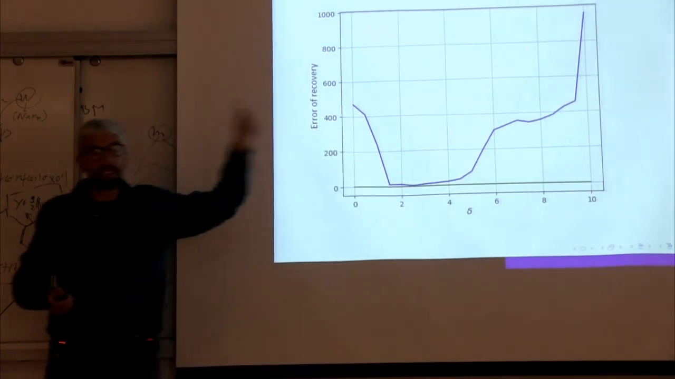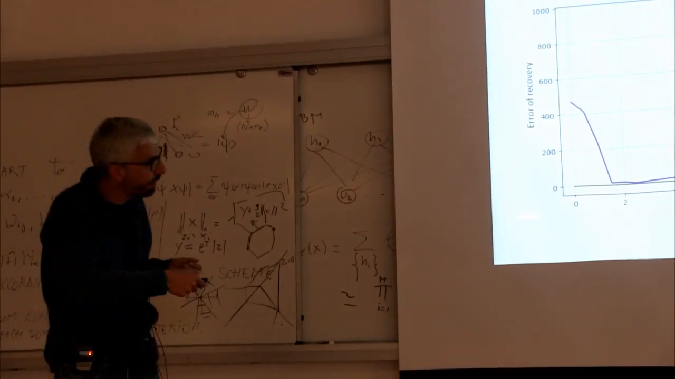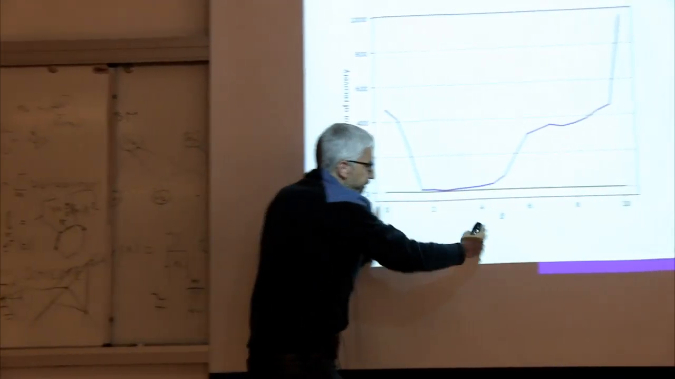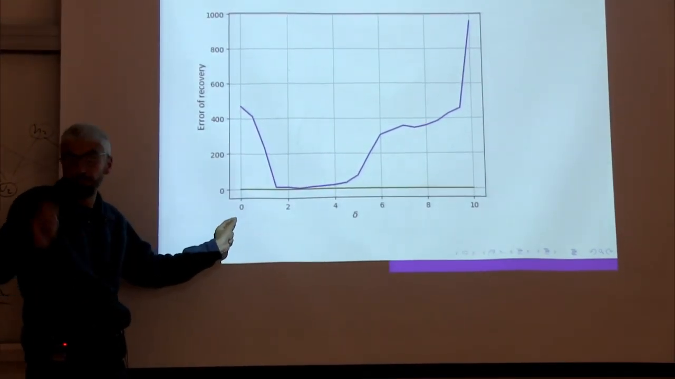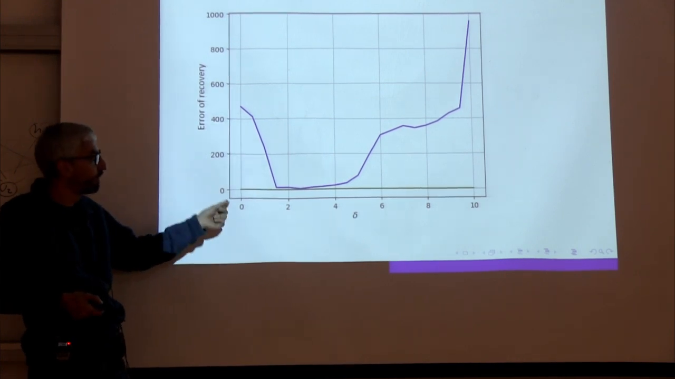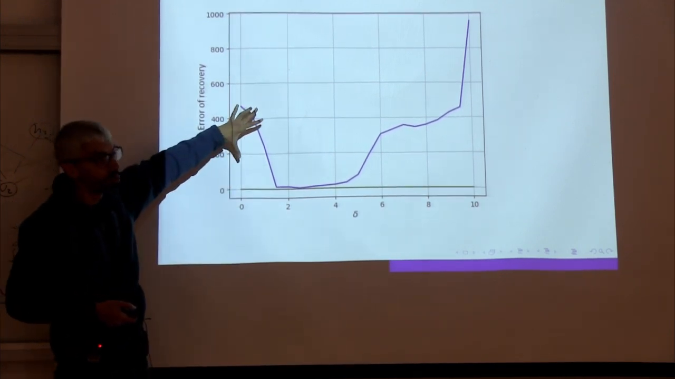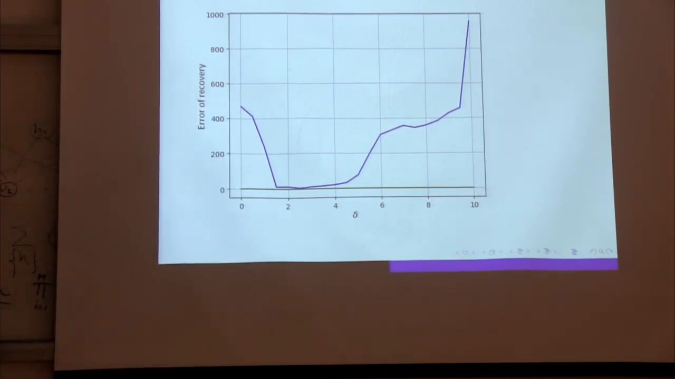And this error is exactly what this picture is showing you. Okay? So, this factor over here is the radius of the ball. When the radius of the ball is 0, when I am doing only empirical risk minimization, this very naive idea of just using the samples, my error is huge. I am getting an error on the order of 500.